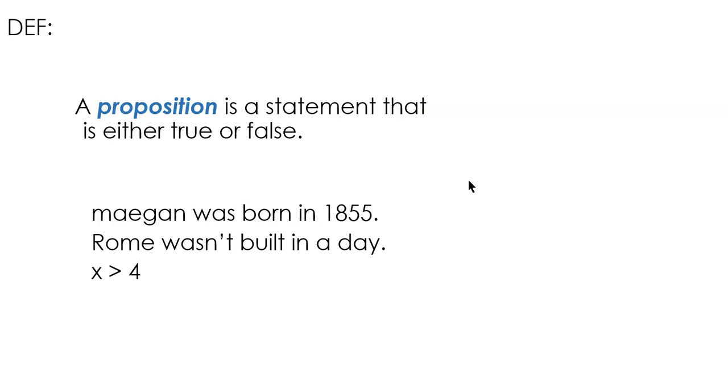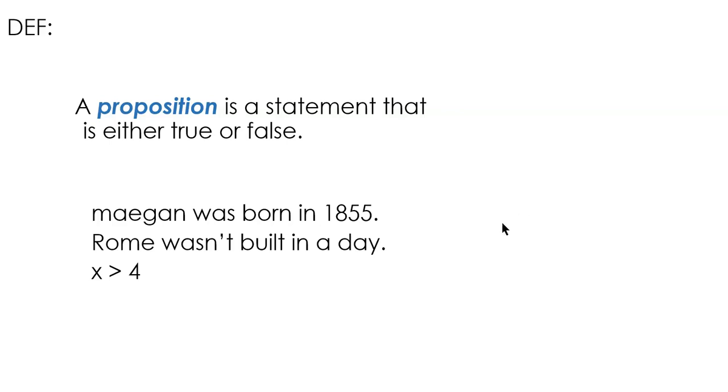Something like x is greater than 4. This is not a proposition. Sometimes it might be true, sometimes it's not true. We don't know what x is. Similarly, if you had a statement like, she has red hair. That's not true or false because you don't know who she is. She is the same thing as the x.